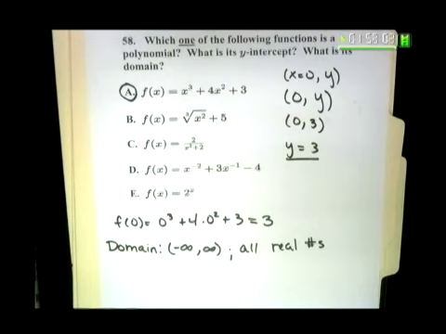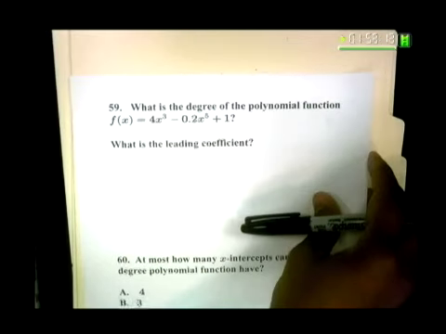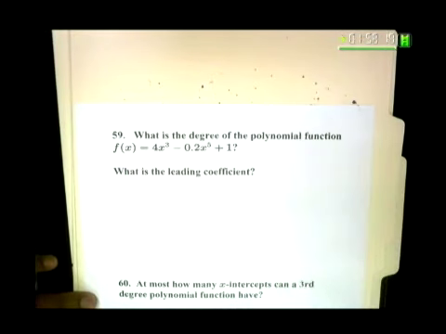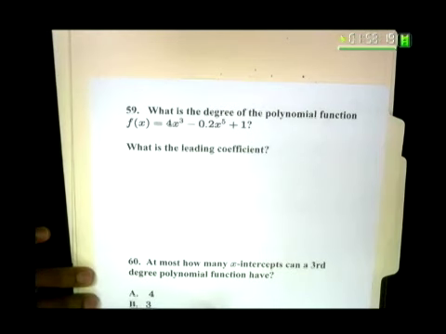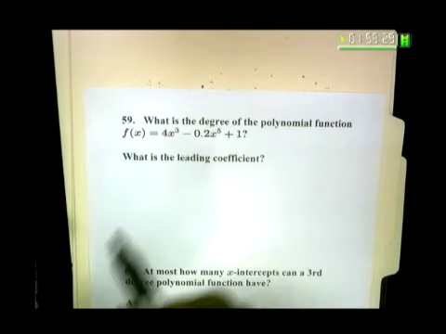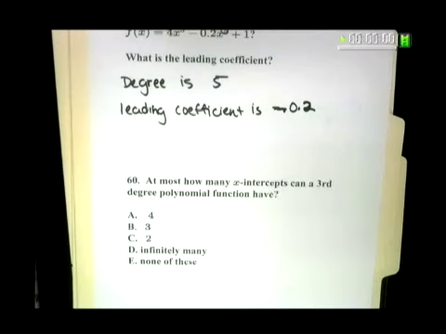Okay, number 59. Let's start with that one. So what is the degree of the polynomial function? What is the leading coefficient? The degree for this one is actually 5. It has to be the largest exponent, so you want to make sure you're looking at it, as it's not necessarily written in descending order.